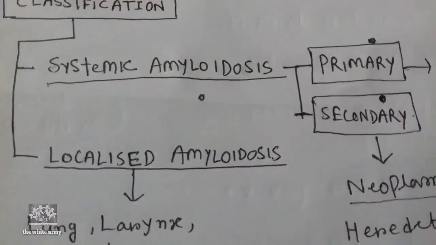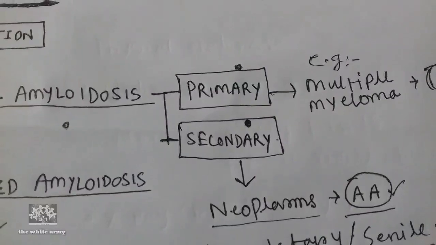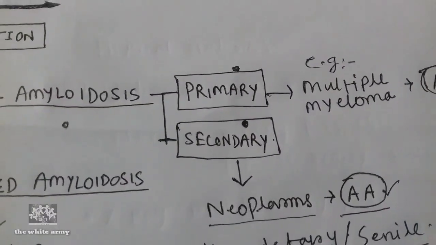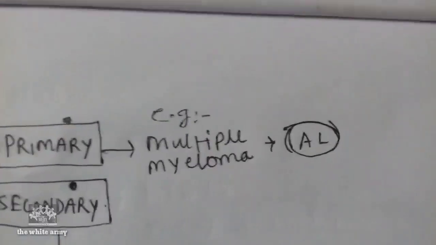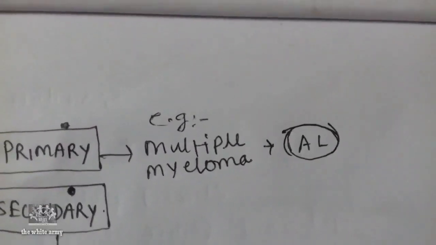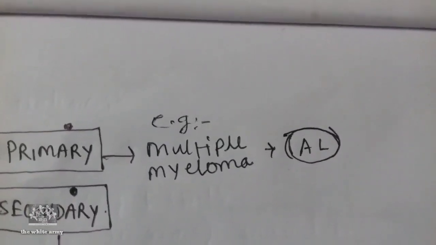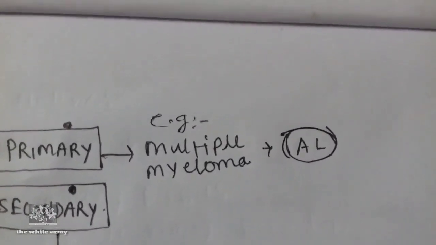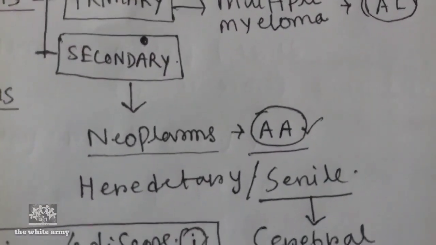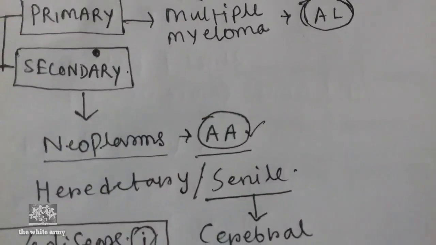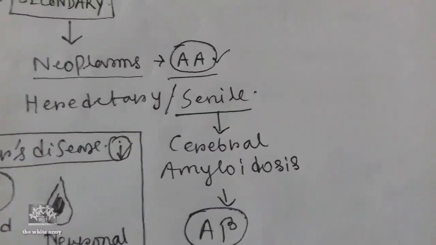In case of systemic amyloidosis, it is divided into two types: primary systemic amyloidosis and secondary systemic amyloidosis. An example of primary amyloidosis is multiple myeloma, which is AL type amyloid, that is amyloid light chain type. In case of secondary amyloidosis, it is due to neoplastic states, and this is AA type. And there is another type, the hereditary or senile type.